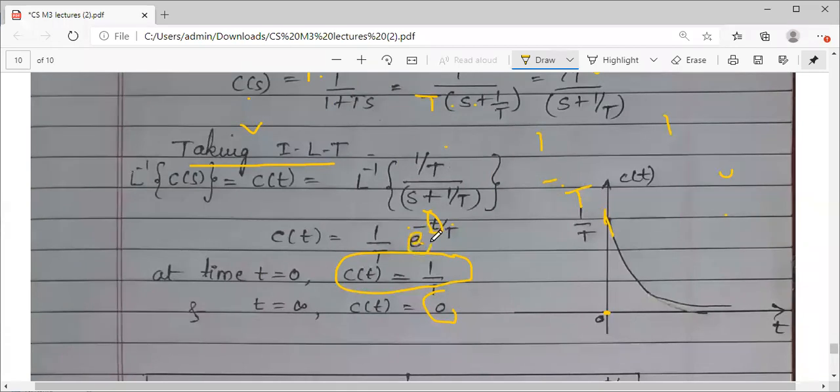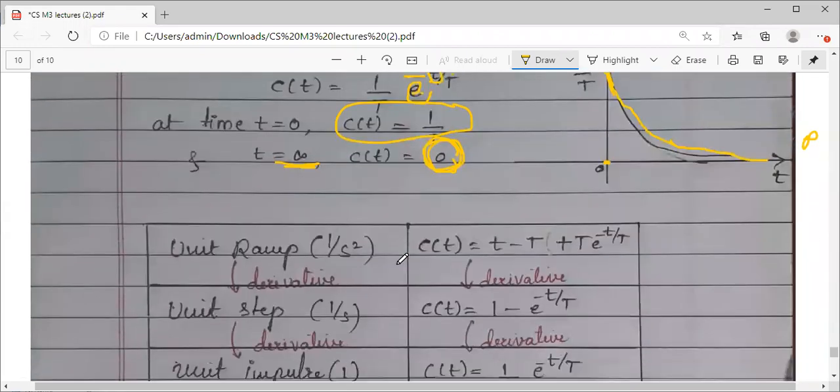no doubt you have an exponential term here. So exponentially there is a negative term here, it is decreasing. And it will reach 0. Your output will reach 0 when? At time infinity. So I have just drawn it here. So somewhere at infinity time, it will come to 0 value. So this is about the impulse response.